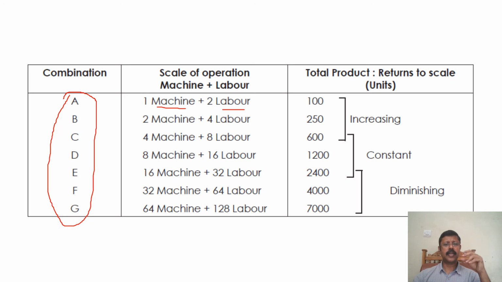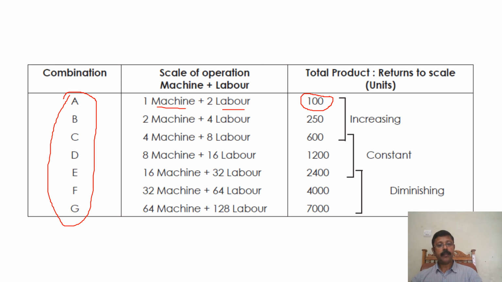Because one machine in this case could probably be operated by only two laborers. So when you have only one machine and two laborers, your output is 100. You are able to produce 100 units of a particular thing. Now you find there is demand and you add one more machine, and therefore you have to add two more laborers. So you have doubled your input, machine and laborers.